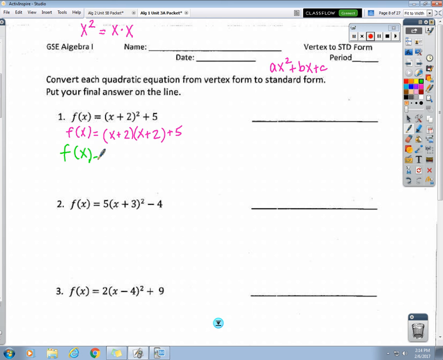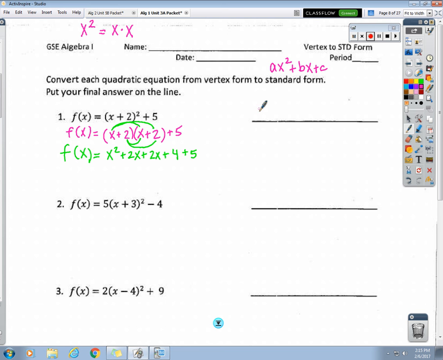I'm multiplying it, and I'm going to multiply it by FOIL. If you don't understand what I mean by FOIL, we can call it double distribution. X times x is x squared. X times 2 is 2x. But now I haven't done anything with that 2, so I have to distribute it as well. 2 times x is another 2x, and 2 times 2 is 4. And then don't forget about that plus 5 hanging out there. You just got to bring it down.